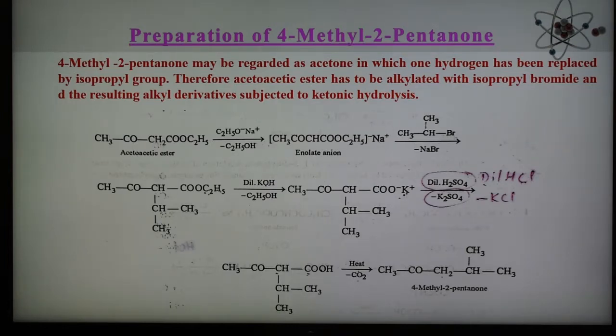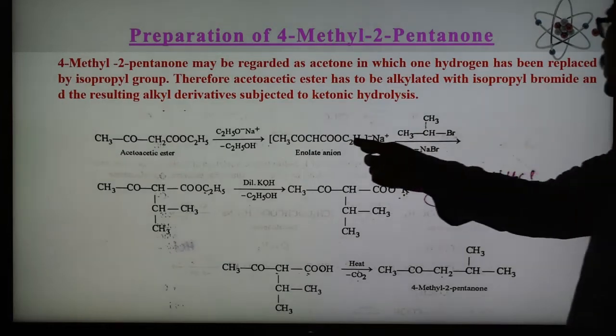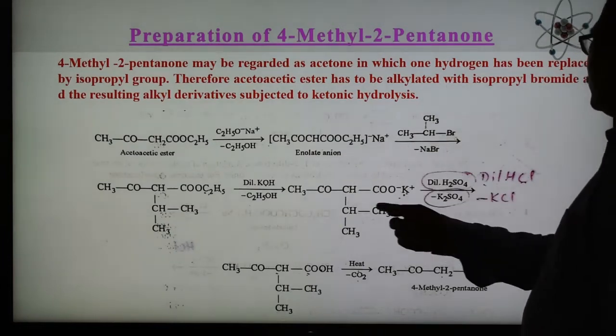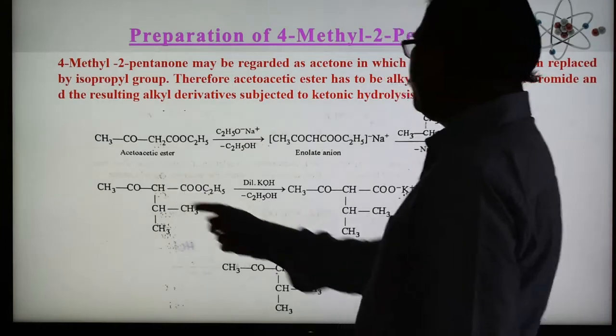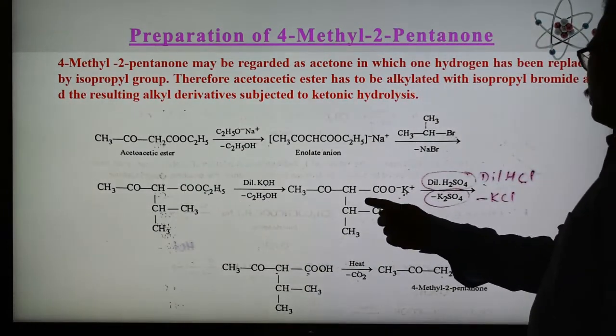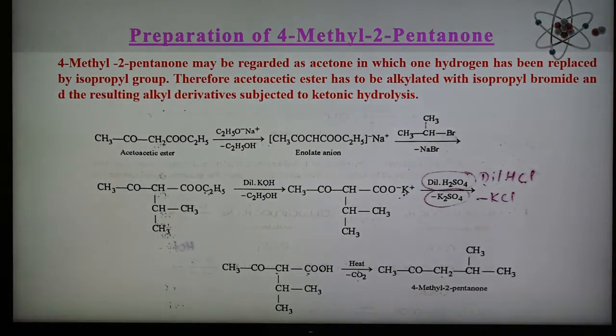So this is the synthesis of 4-methyl-2-pentanone by using three steps. First of all, formation of enolate anion, then alkylation, where the alkyl group is attached here, and after that hydrolysis, then acidification, and we get 4-methyl-2-pentanone.